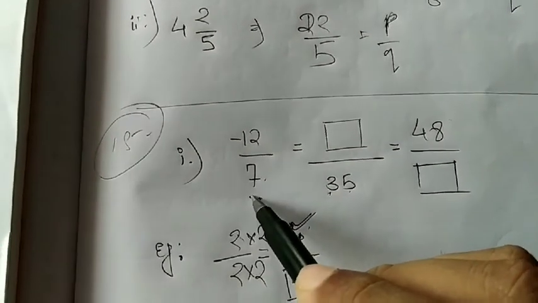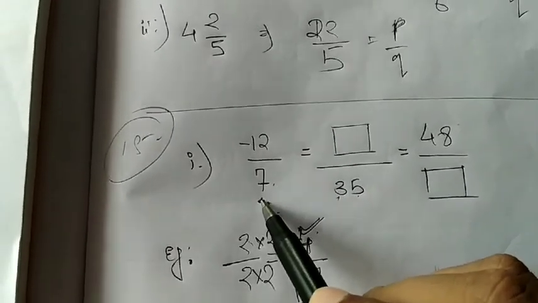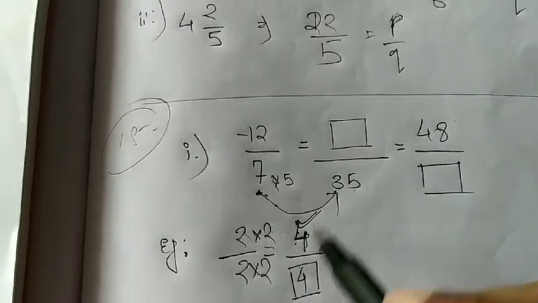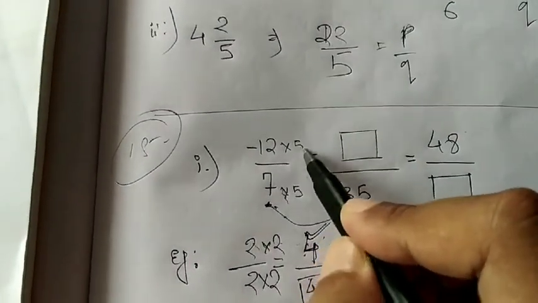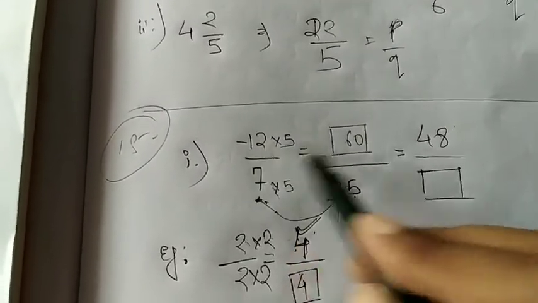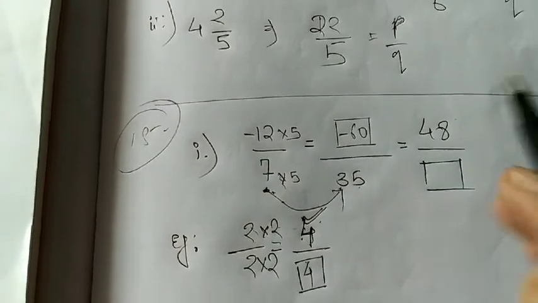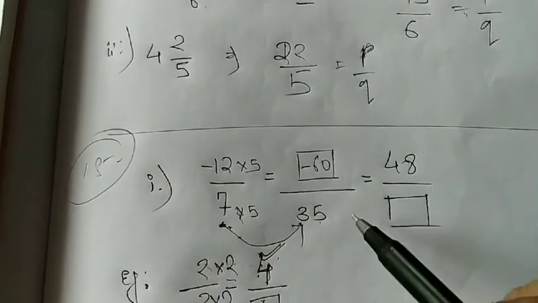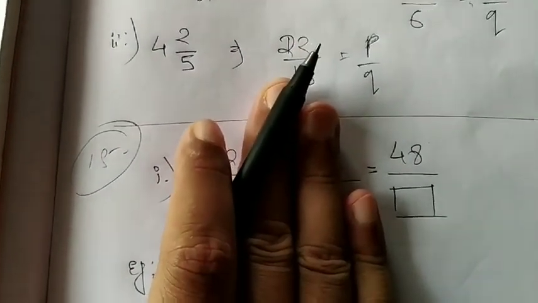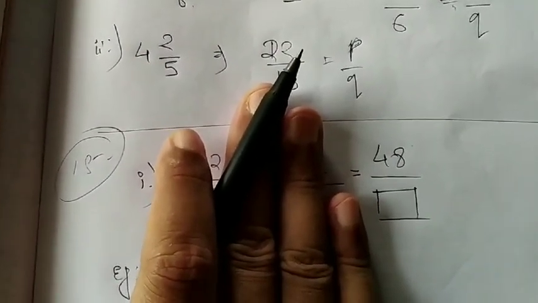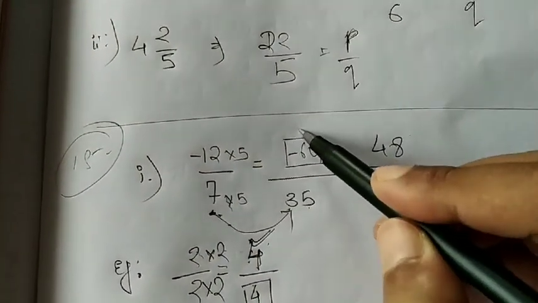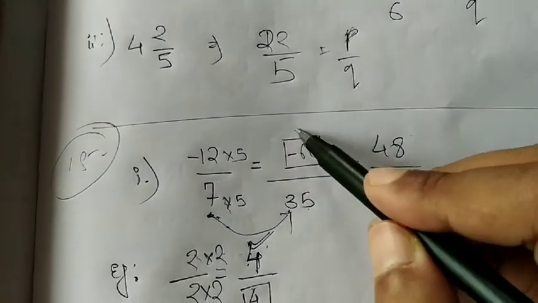Okay, simply there is 35 right here. So how possibly could 7 go to 35? 7 5s are 35. Likewise, minus 12 into 5, 12 5s are 60. Since one number is negative, minus 60. Now when you go to the next step, you have to see what has been given to us. 48 has been given to us, right? We have to find this. So how could minus 60 go to 48?